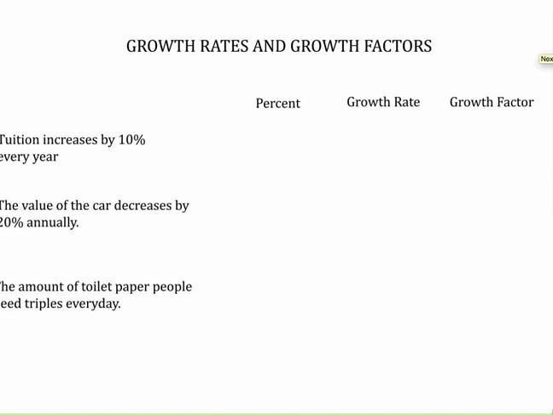Okay, so we're going to look at growth rates and growth factors. First of all, we're going to look at the percent. Tuition increases by 10% every year. So obviously this is a positive, a 10% increase. To find the growth rate, we're going to find the numerical equivalent to the percent, which basically means we just take the percent and divide it by 100. 10 divided by 100 is 0.1, or 0.10, whichever works for you. For the growth factor, since I'm adding, we're adding it to 100%. So I'm going to do 1 plus 0.1, which turns out to be 1.1. So that's what you would multiply it by.